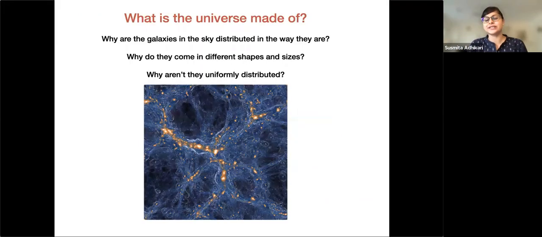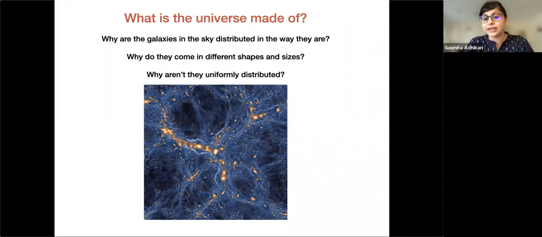Some of the questions that I think about, and that cosmologists and astrophysicists today are thinking about, is how did the universe come to look the way that it does today? Why are the galaxies in the sky distributed in the way that they are? Why do they come in different shapes and sizes, of course? And how do we actually form this network of galaxies in the sky?